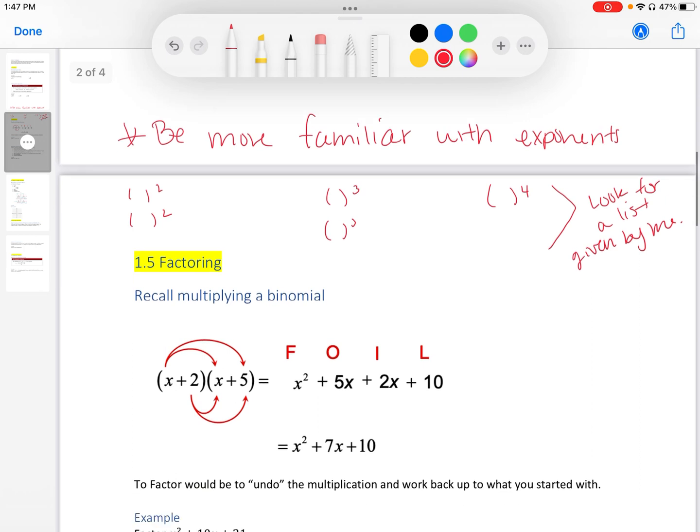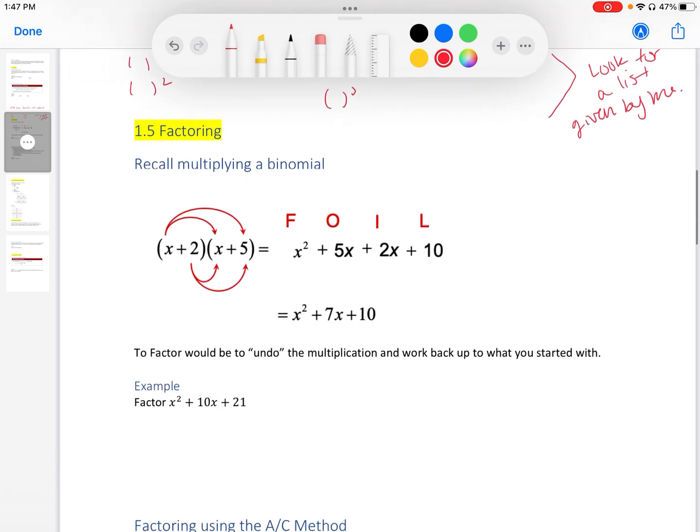Let's continue with another important section, section 1.5, factoring. Factoring is essentially working backwards from multiplying polynomials. And here we have an example. We're multiplying these two binomials, x plus 2 times x plus 5. We multiply, combine like terms, and this is our answer.